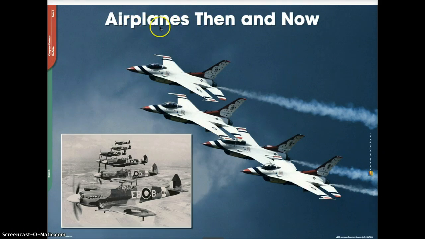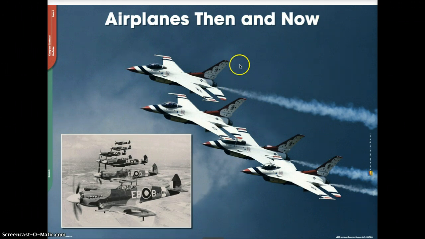Okay, so it says airplanes then and now. The word airplane tells me what kind of things are in the picture. Now, I knew that these were airplanes without looking at the title, I just saw that right away. So the word airplane tells me what kinds of things are in the picture, and the phrase then and now verifies what I see when I look at the pictures.